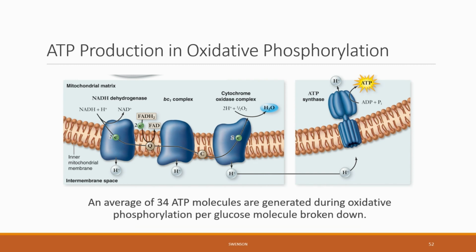And this is the little secret about aerobic cellular respiration and why multicellular organisms such as us need oxygen. That's because we require a lot of energy to do our functions. And we saw how much ATP was made from the other steps, not very much. Well, on average, 34 ATP molecules are generated during oxidative phosphorylation per glucose molecule broken down. 34 just from this step here.